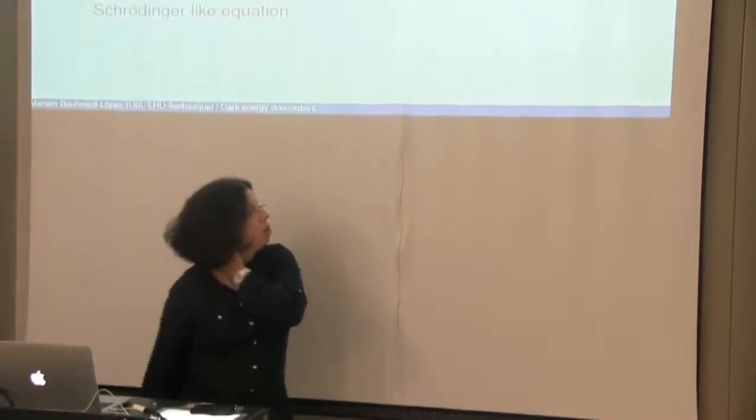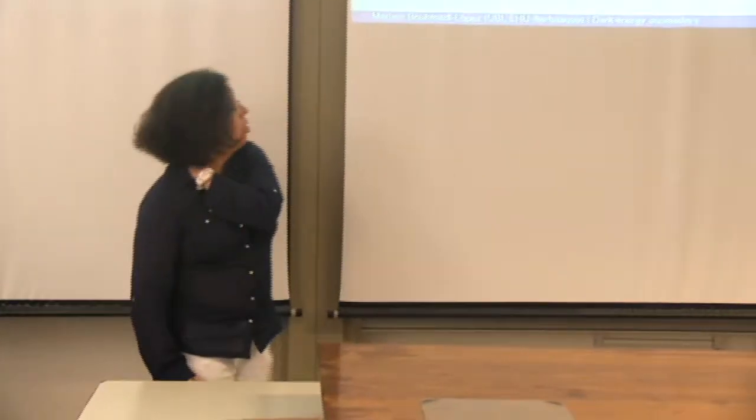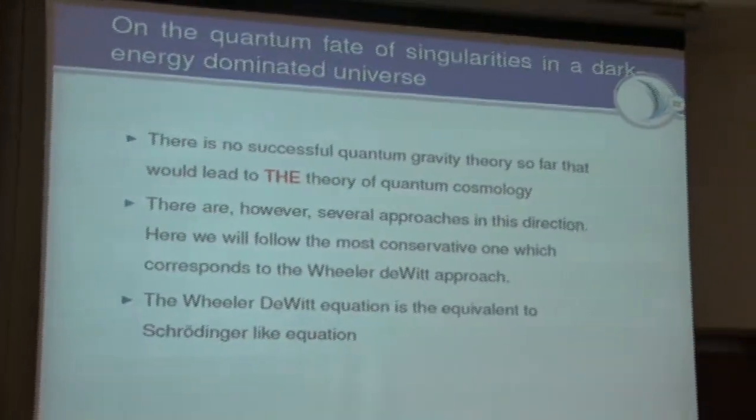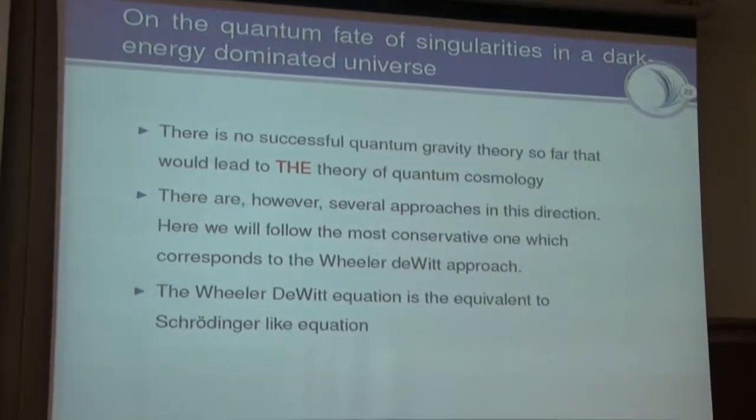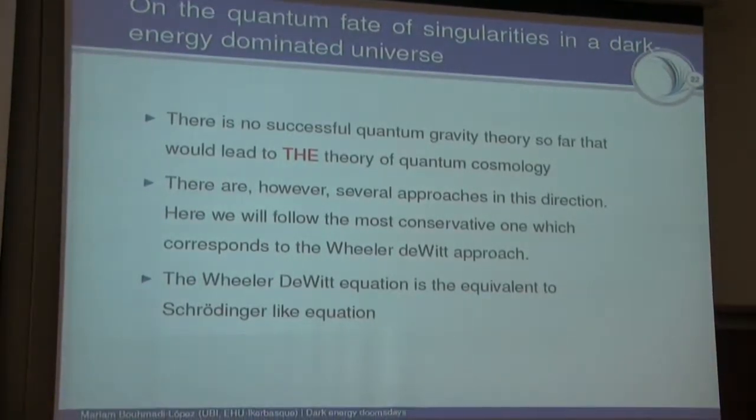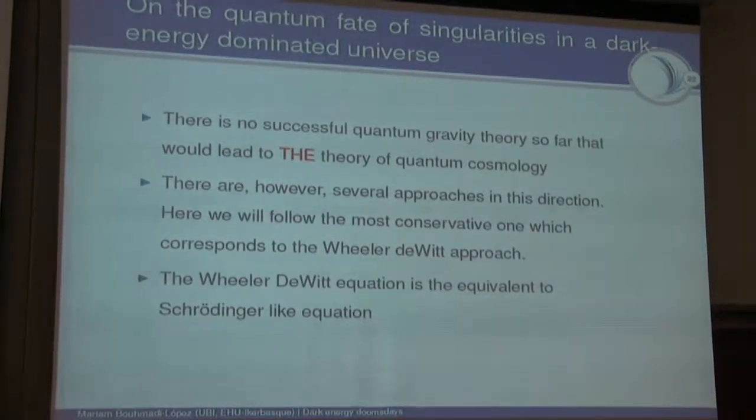And in the last 5 minutes, I will describe how we can avoid this kind of singularity in quantum cosmology. Unfortunately we don't really have a theory of quantum cosmology, but we have several approaches. Here I will speak about one of the approaches, which is based on the Wheeler-DeWitt equation. The Wheeler-DeWitt equation is essentially the Schrödinger equivalent when we are describing the universe as a whole.